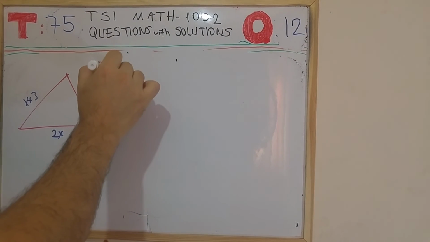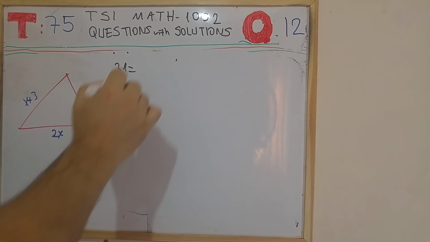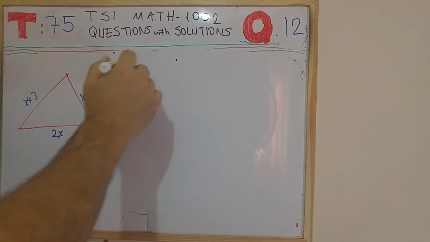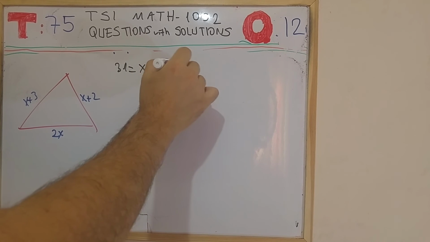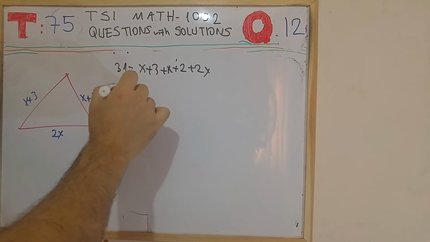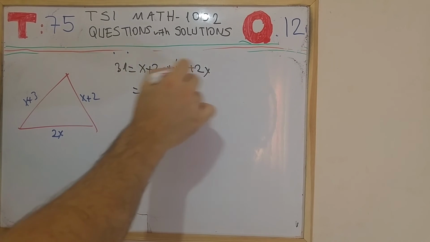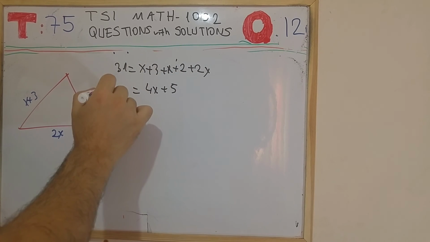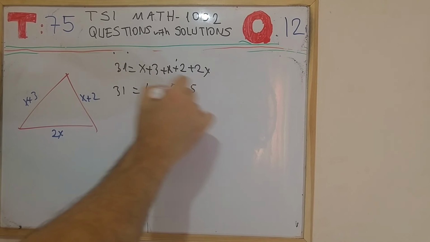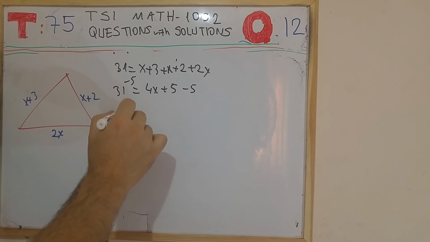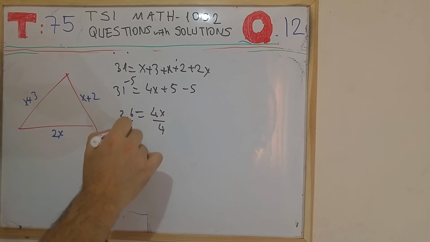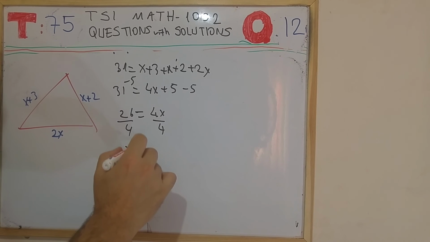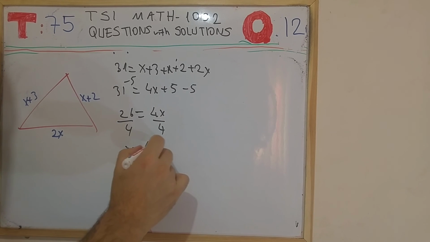The perimeter is equal to 31 centimeters, and that is equal to the sum of all three sides. That is x plus 3 plus x plus 2 plus 2x, and this is equal to 4x plus 5. That is equal to 31. When I subtract 5 from each side, 26 is equal to 4x. Dividing each side by 4, x is equal to 13 over 2. That is equal to 6.5.